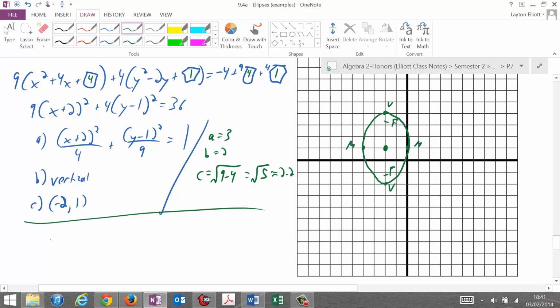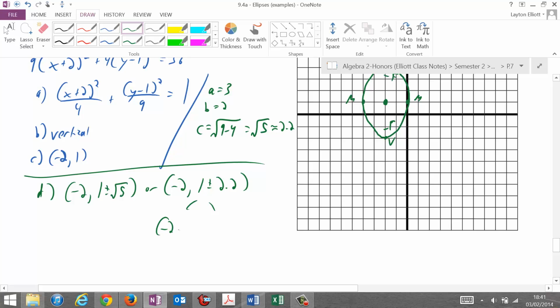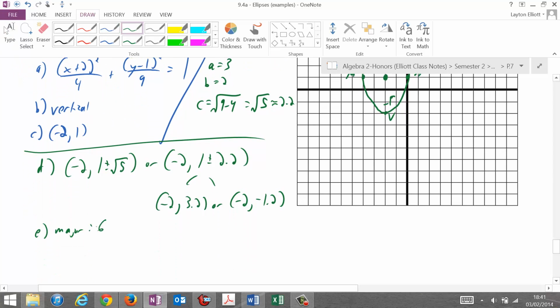Let's just finish up the other little details. Foci are at negative 2 and then 1 plus or minus root 5, because it's y that's shifted now, or negative 2, 1 plus or minus 2.2, which simplifies down to negative 2, and then 3.2, or negative 2, 1 minus 2.2 is negative 1.2, and that matches where the foci are on the graph. Finally, major axis length is 6, and minor axis length is 4. And that's it.